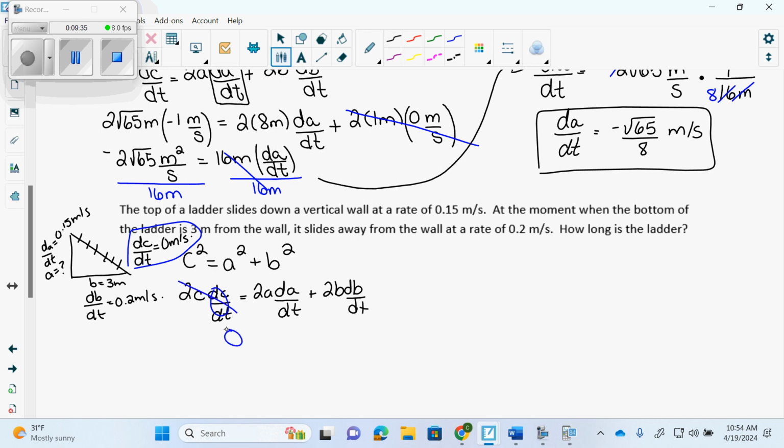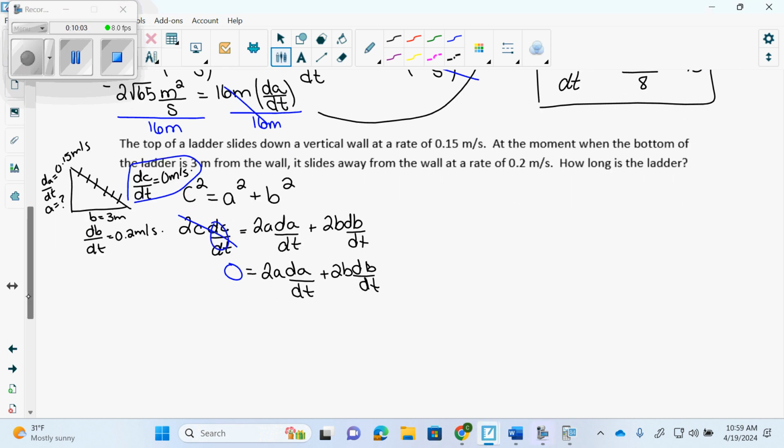So now I have 0 equals 2a dA dt plus 2b dB dt, correct? So I can plug dA dt in for dA dt, leave A be A, dB in for dB dt, B in for B, solve for A, correct? Once I get A, can I not just use the Pythagorean theorem to get the length of the ladder? Yeah, try it out.